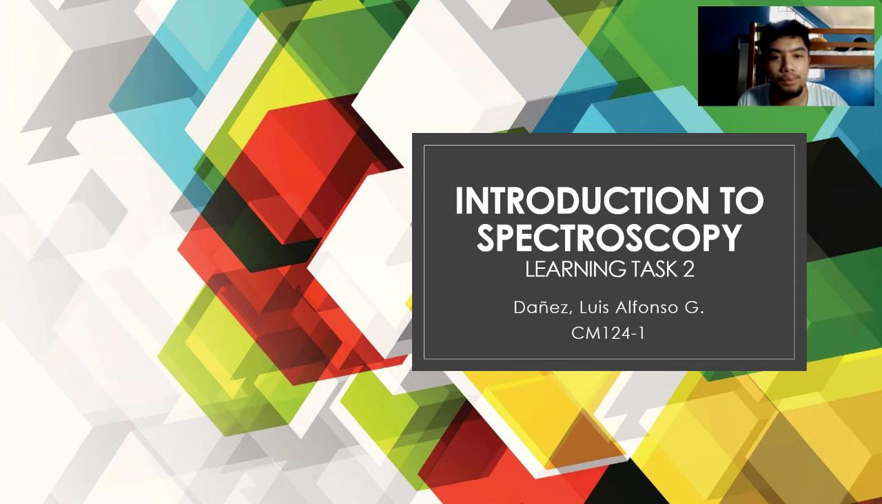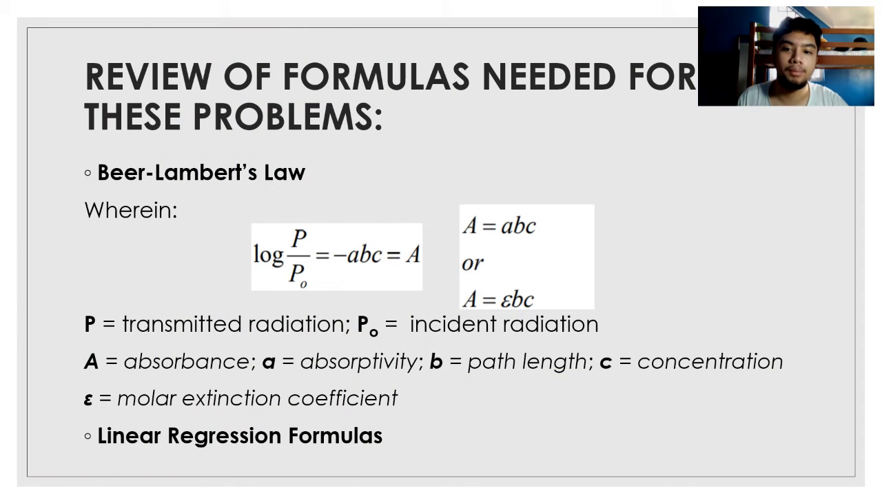So, before we move on to the problems, let us first recall some of the formulas needed for these consecutive problems. So, review of formulas needed for these problems. For the first formula, we will be using the Beer-Lambert's law.